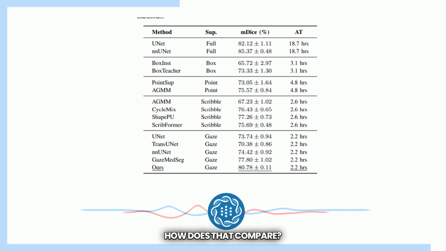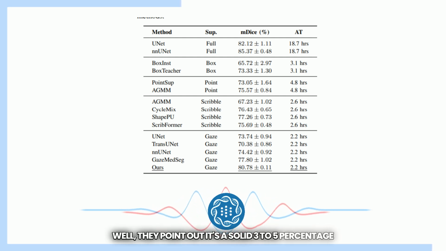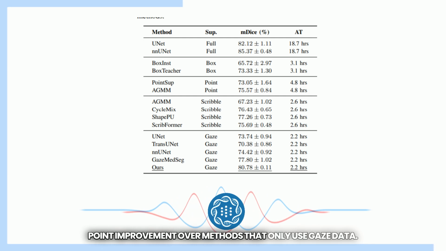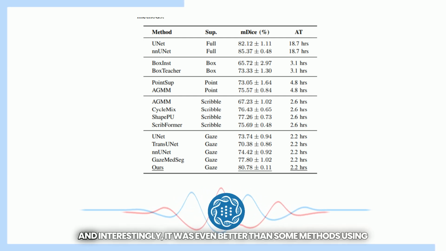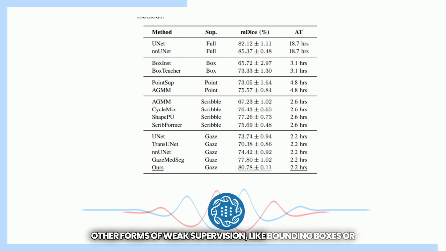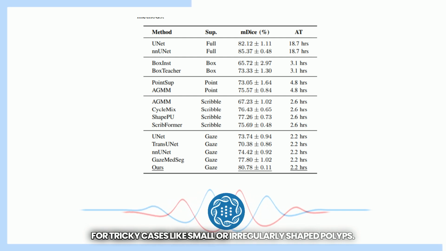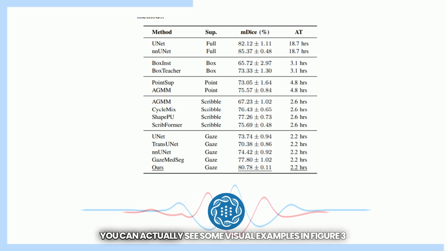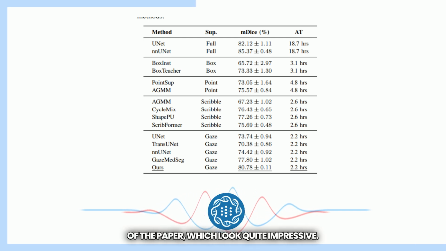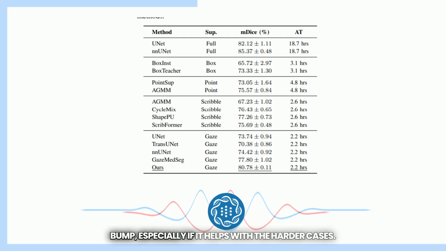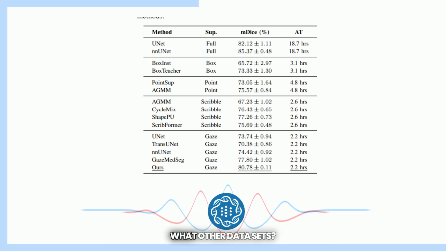How does that compare? Well, they point out it's a solid 3 to 5 percentage point improvement over methods that only use gaze data. And interestingly, it was even better than some methods using other forms of weak supervision like bounding boxes or simple scribbles. And they specifically mention it works well for tricky cases, like small or irregularly shaped polyps. You can actually see some visual examples in Figure 3 of the paper, which look quite impressive. Okay, that's a significant bump, especially if it helps with the harder cases. Yeah. What other datasets?